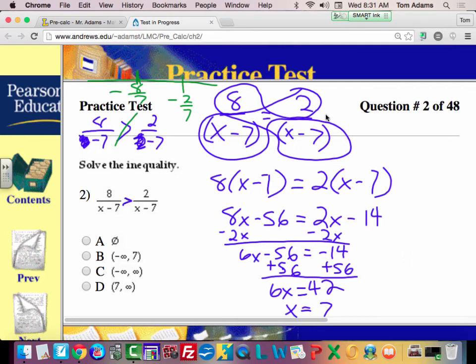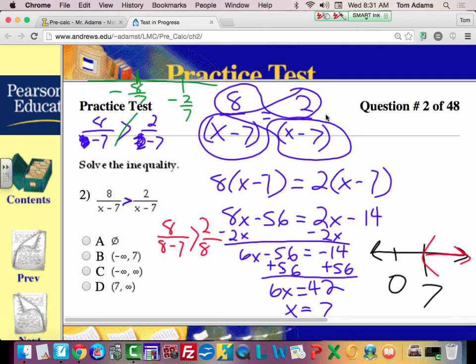So the harsh reality of it is that, good thing I double checked. I thought it might be this way, but it turns out it's actually this way. What I was thinking in my head was, if I plug in 8, in other words, if I say 8 over 8 minus 7 is greater than 2 over 8 minus 7, I realized that I'd have 8 over 1, which is actually greater than 2. I thought that in my head, and I said, well, it can't be both.